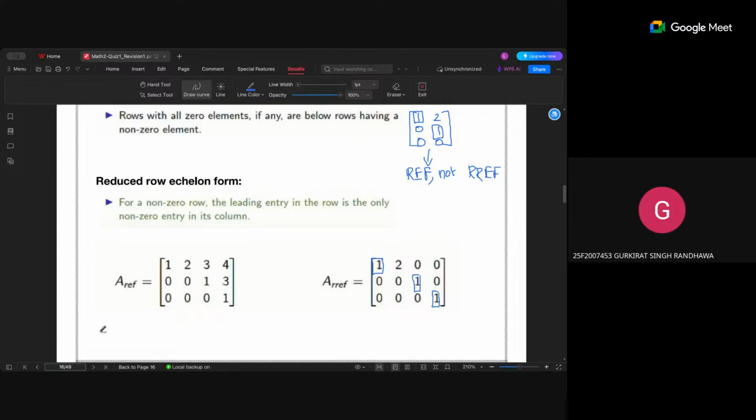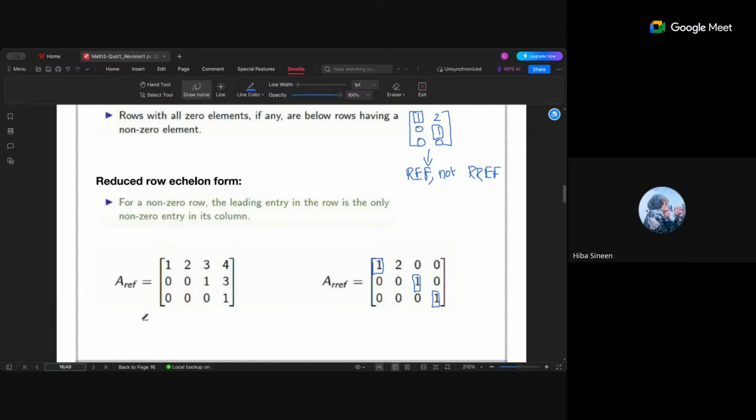Ma'am, you say that we have to remove the 2, we have to make it 0, no? See, only if this 2 is 0, then we call it reduced row echelon form. Otherwise, it is just in row echelon form. Yes. Okay. Fine. So for example, this is in reduced row echelon form.